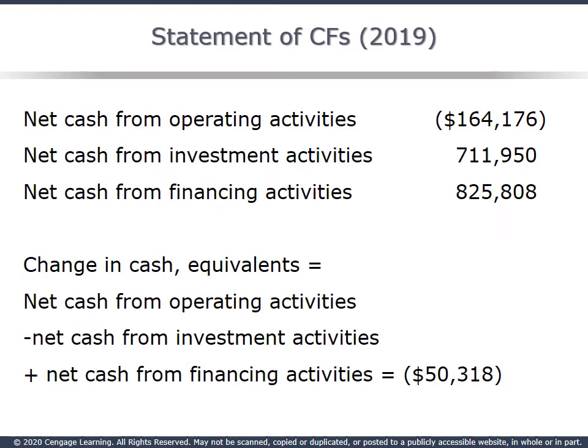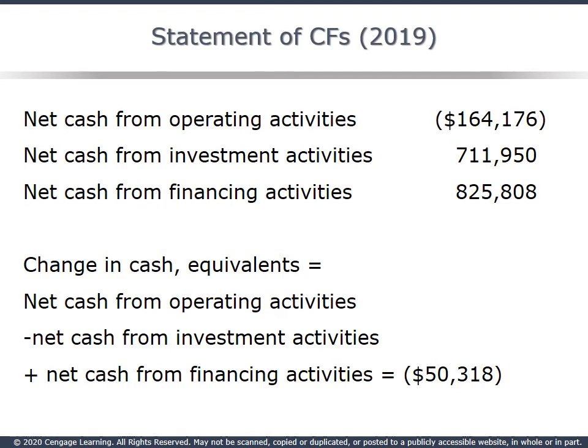So for DeLeon 2019, here are the various components of the statement of cash flows. Our net cash from operating activities is a minus figure. So that tells me that DeLeon cannot produce $1 of cash in 2019 from the sale of its goods and services. Its net cash from investment activities is over $711,000. This tells me they've invested this amount of money in their long-term or fixed assets.